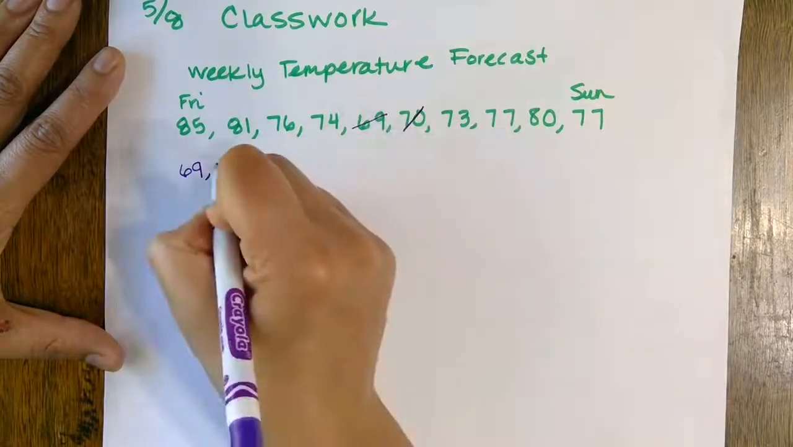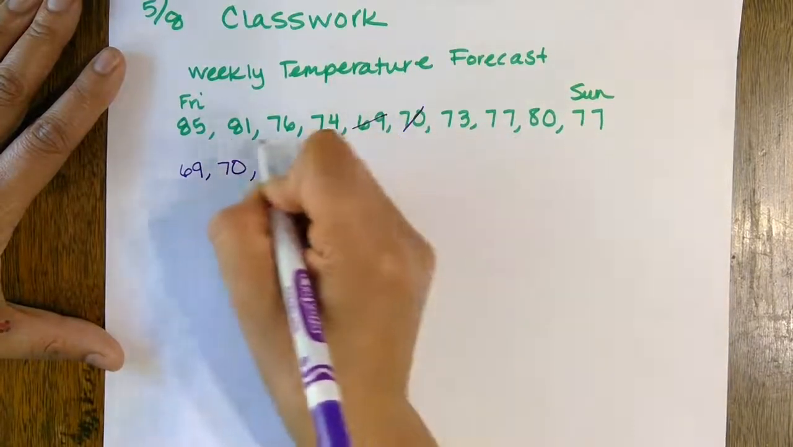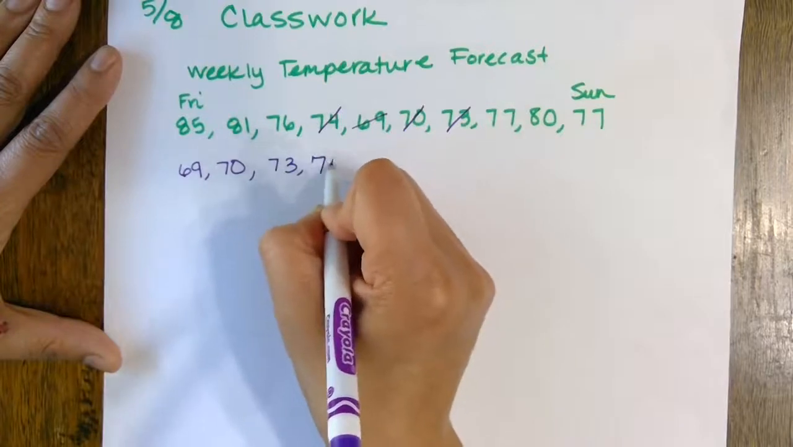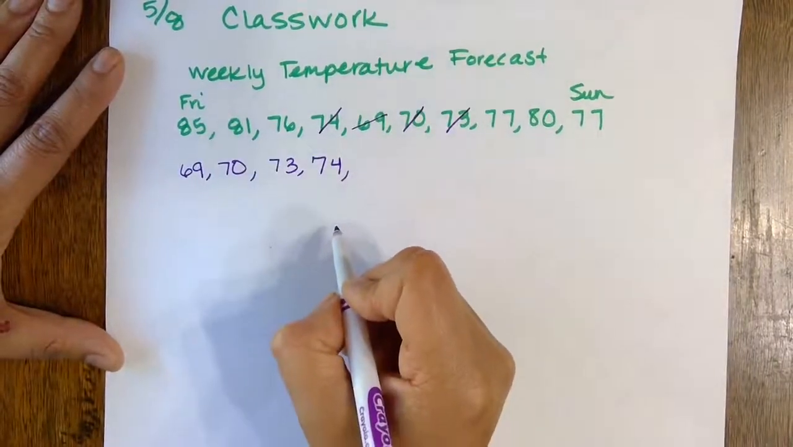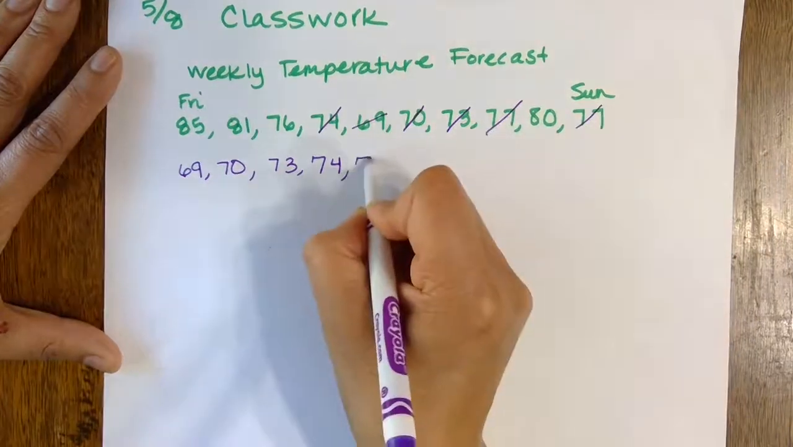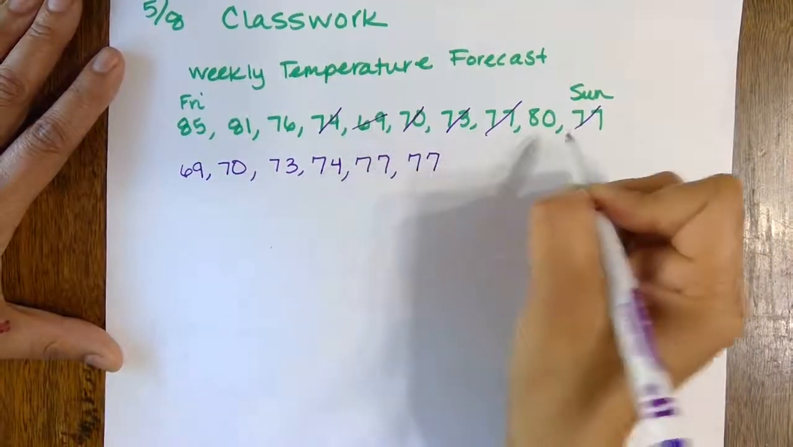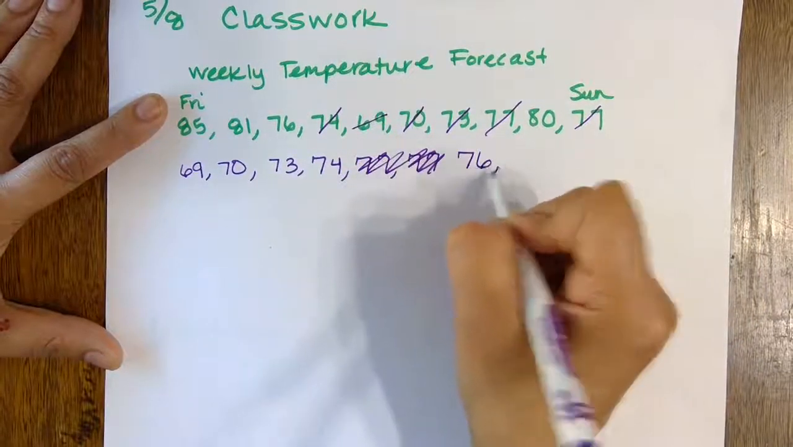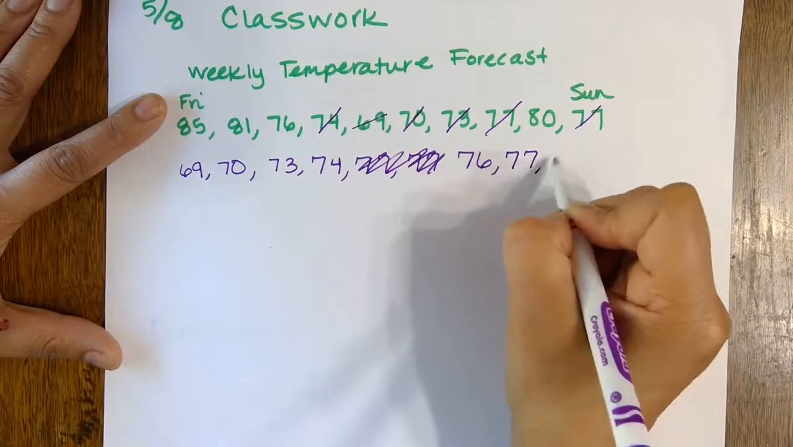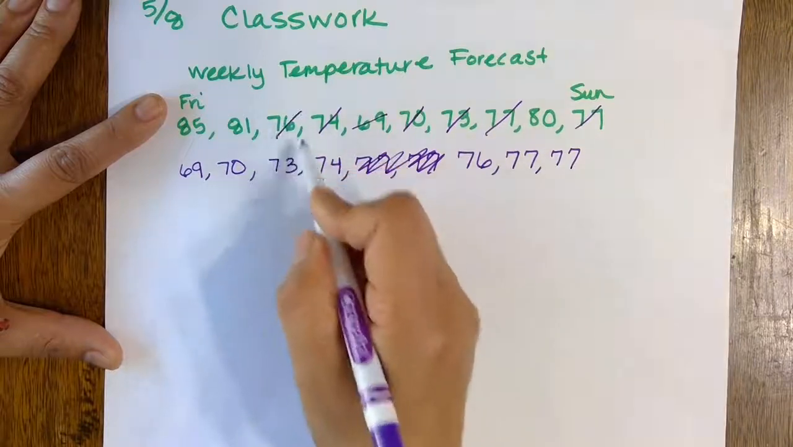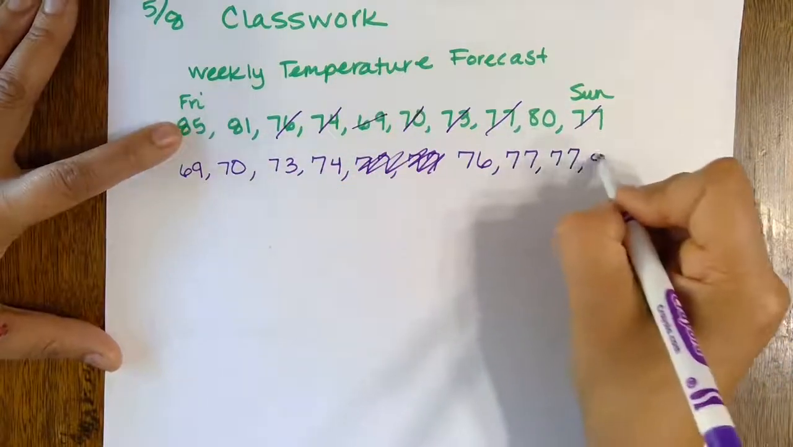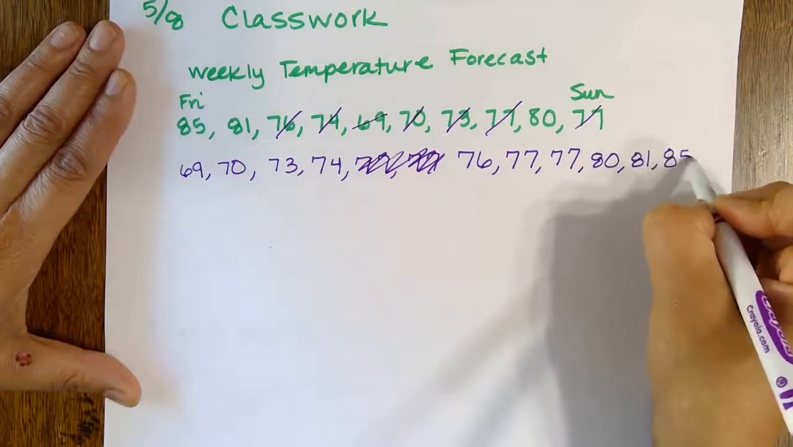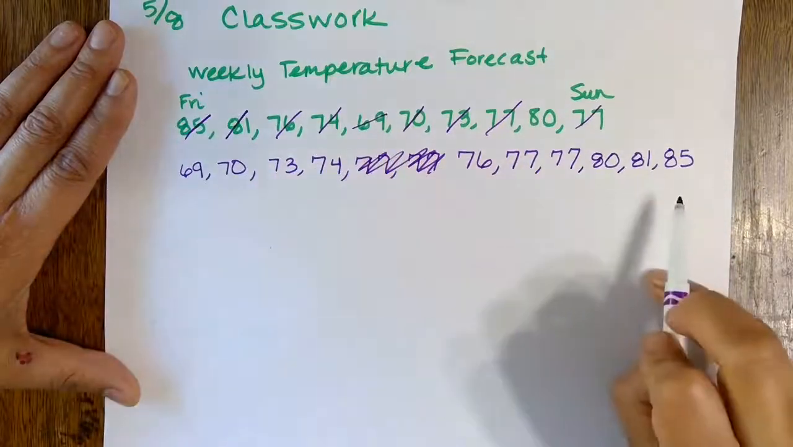69, 70, 73, 74, 77, 2 77s. Oh, I forgot a 76. Sorry, nobody's here to check my math. Okay, so 76, 77, 77, 80, 81, and 85. Okay, so I put the numbers in order from least to greatest.